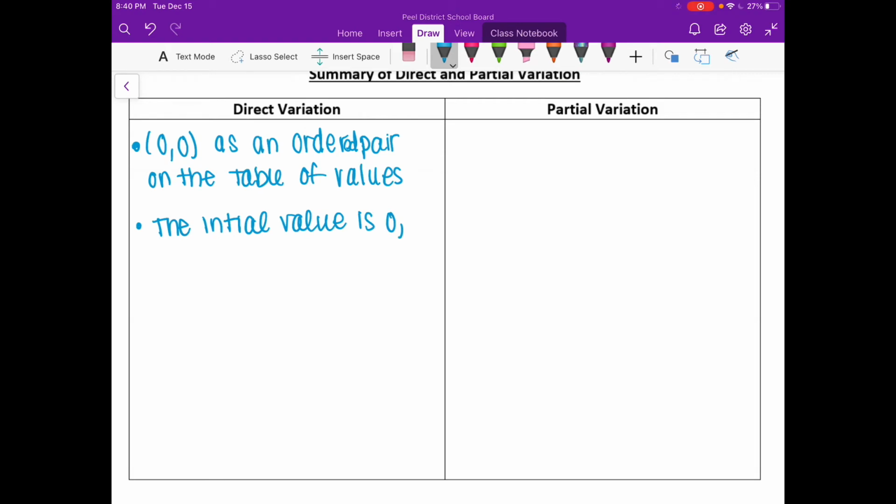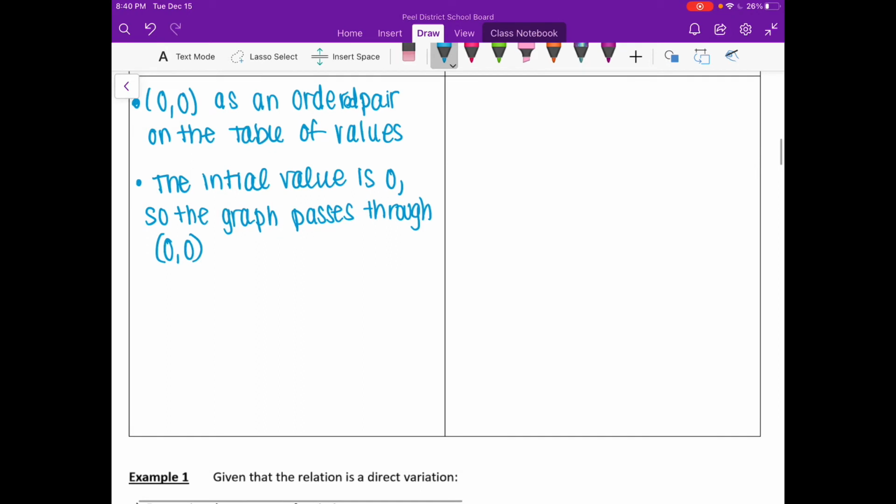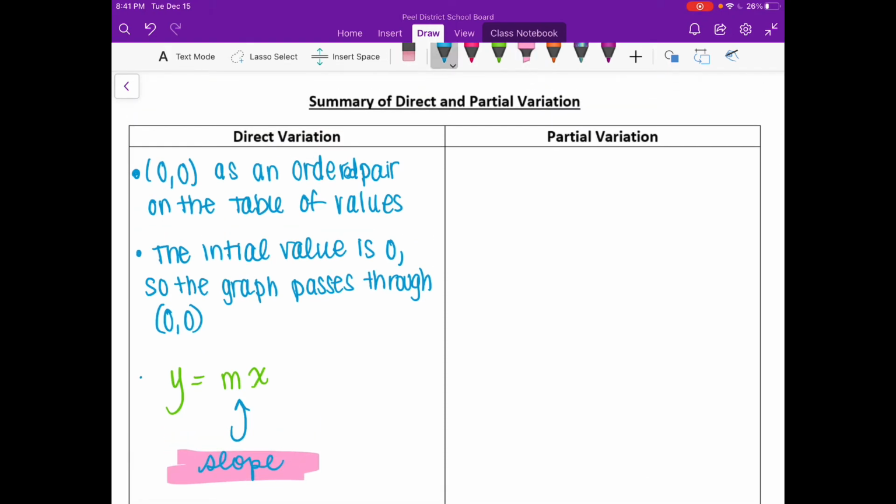The initial value is 0. So the graph itself, and I said this already, passes through the origin, and the equation for this often looks like y equals mx, where y represents the y value and m is the slope. Okay, so m represents slope. We talked about that in our last lesson.